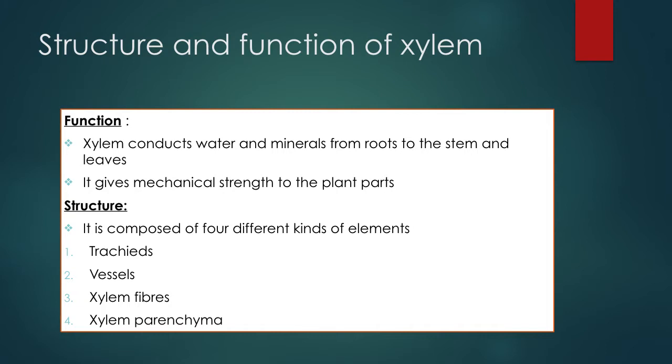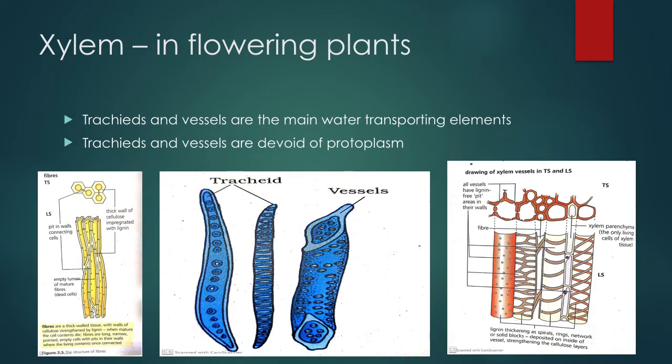So the structure and function of the xylem is the first part. The xylem conducts water and minerals, and it gives mechanical strength to the plant. It is composed of mainly four parts: tracheids, vessels, xylem fibers, and xylem parenchyma. The tracheids and vessels are the main transporting elements in the flowering plants.